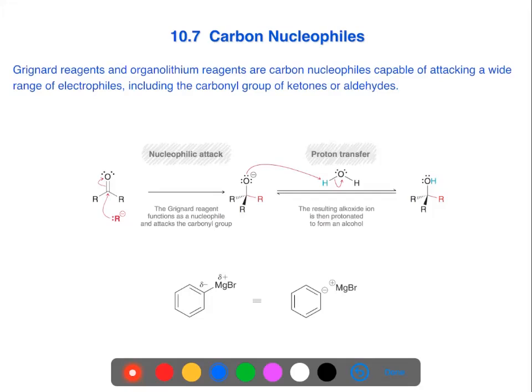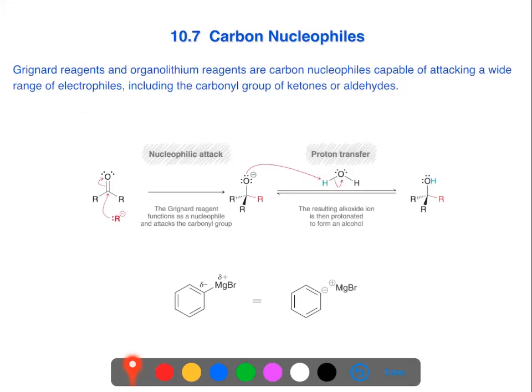And again, the mechanism is the same as what we saw for hydrogen nucleophiles. We have nucleophilic attack of the carbanionic species onto the carbonyl carbon, breaking the pi bond to form the tetrahedral intermediate, the alkoxide intermediate. And then in the presence of water, or some protic solvent, but typically water, we will protonate the oxide to give us our final alcohol.